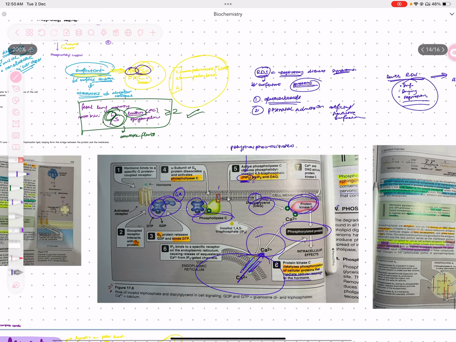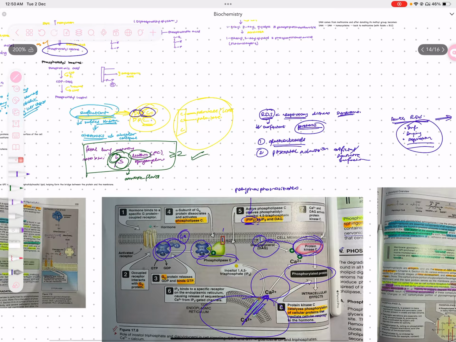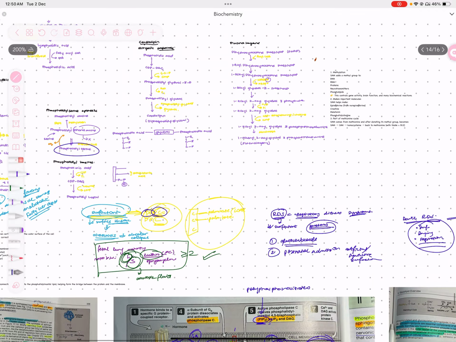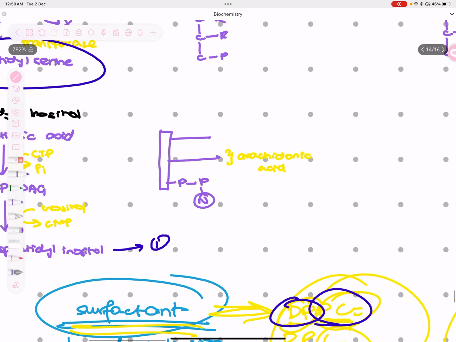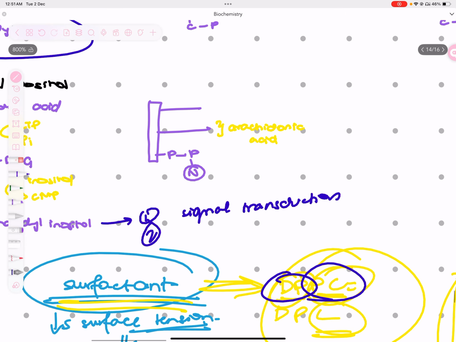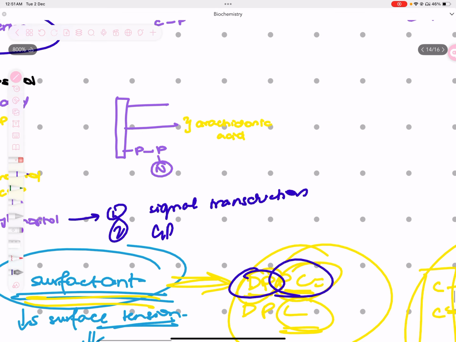So phosphatidylinositol plays a very important role in signal transduction. So this is one function of your phosphatidylinositol. What is its one function? To mediate cellular response, or you could say signal transduction. That's its one role. The second important role of your phosphatidylinositol is that it acts like an anchor, a GPI anchor.